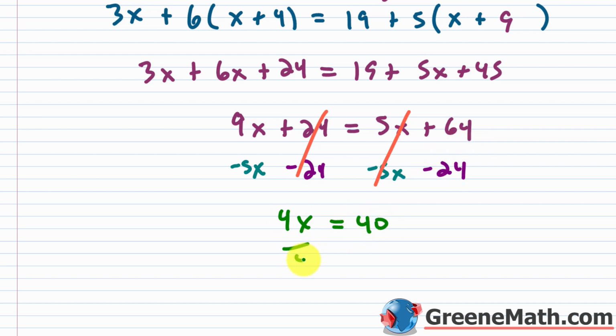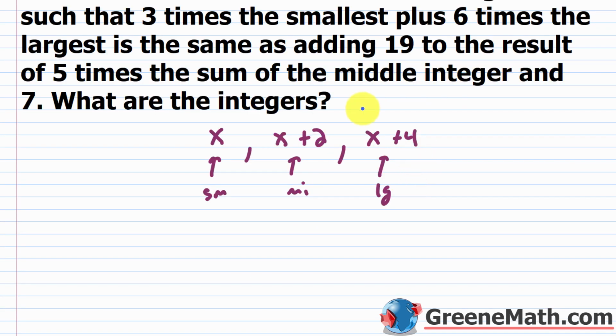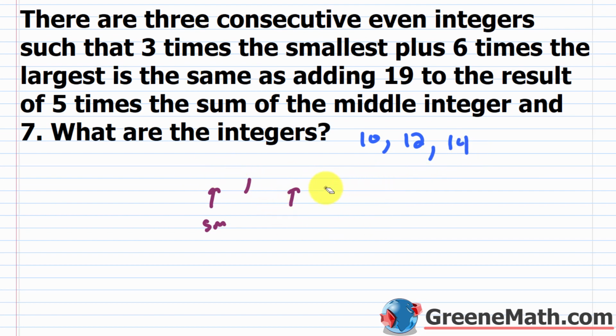To finish things up, let's divide both sides of the equation by 4. And so let's cancel this. And what we're going to have here is x is equal to 40 divided by 4, which is 10. So x is going to be 10. So that's the smallest of these. So coming back up here, you would have 10. And then 10 plus 2 would give me 12. And then 10 plus 4 would give me 14. Okay, so these would be my 3 integers here.